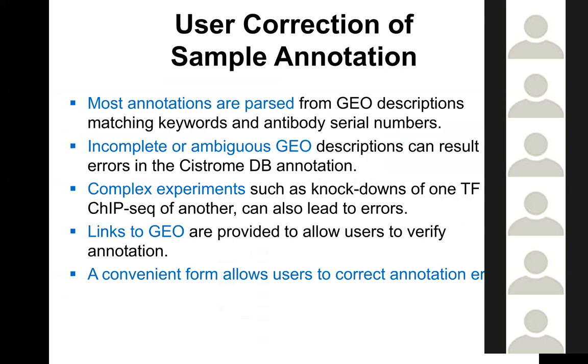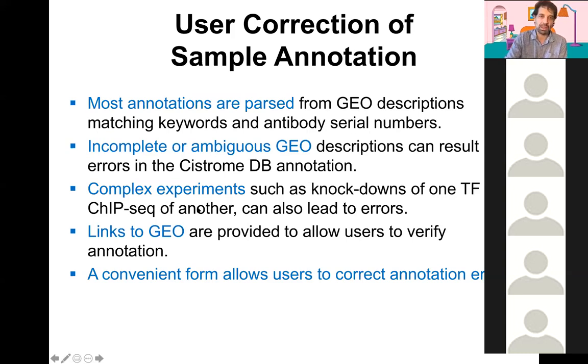So here's just a note of caution. Because there are tens of thousands of different samples, we can't curate this manually. So we have a parsing script to curate it. And so we have to rely on whatever the people put in GEO to describe their samples by matching keywords and looking for serial numbers and so on. But there are often incomplete or ambiguous descriptions which can result in this annotation not being what you think it is.